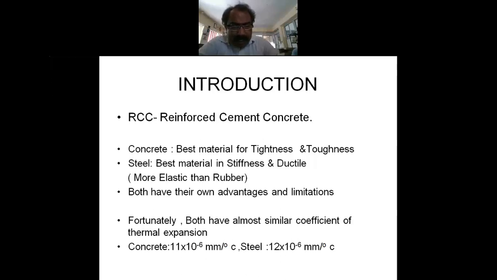Steel is the best material in the world. It is good in stiffness and ductile. It is more elastic than rubber. It's not easy for the practical mind to believe it. But in a rubber band, if you apply a pull, it will instantaneously elongate. If you leave it, it instantaneously comes back. Similarly, steel is much more elastic than rubber, but the required force is much higher.